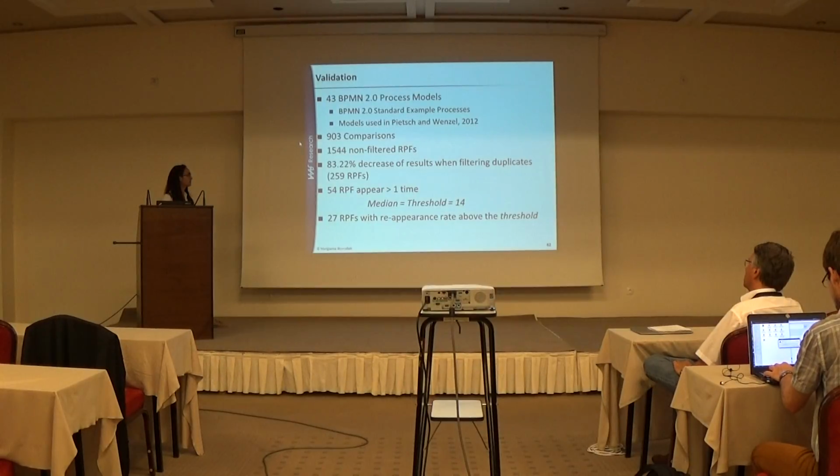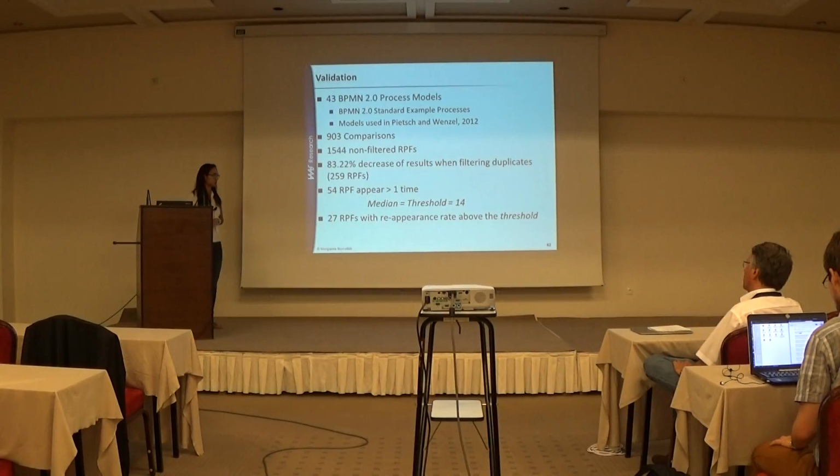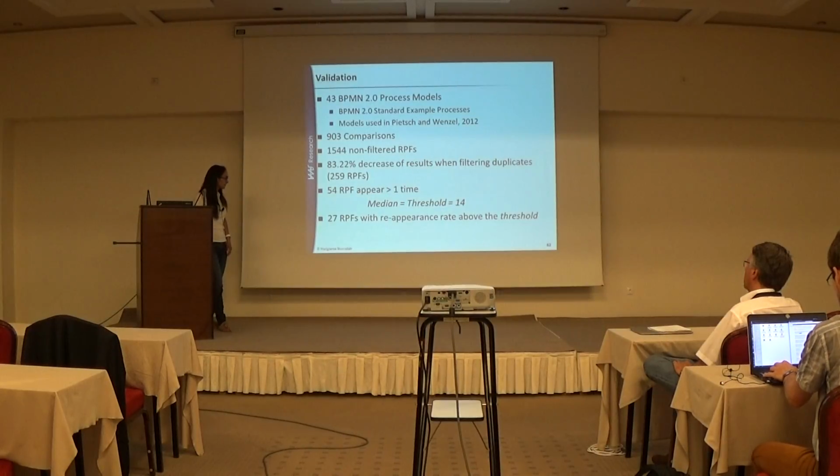Non-filtered means that I didn't do any filtering of the duplicates, so all the duplicates were saved in the collection at the first run. When I started to rerun the algorithm with filtering of the duplicates, I ended up with 259 relevant process fragments, which is basically an 83% decrease of the results. For the resulting fragments, only 54 of them appeared more than one time. And for this, we take the median as a threshold, which was the 14th fragment.